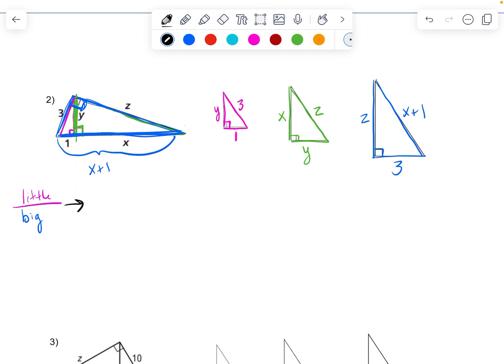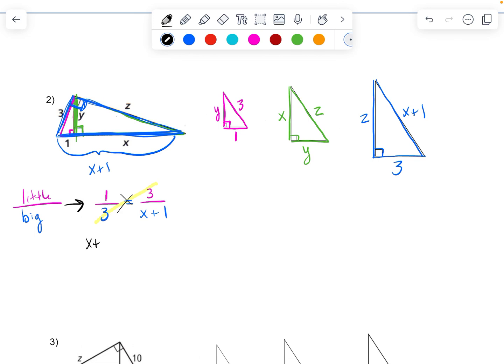Let's see, how do I set this up? If I do short legs and hypotenuse, I can figure out x. So I'm going to do short leg 1 over short leg 3 equals hypotenuse 3 over hypotenuse x plus 1. And how do I know I did it right? Matching diagonal. It doesn't always have to go that way, it could be this one, but one of the diagonals matches. That's how I know it's legit.